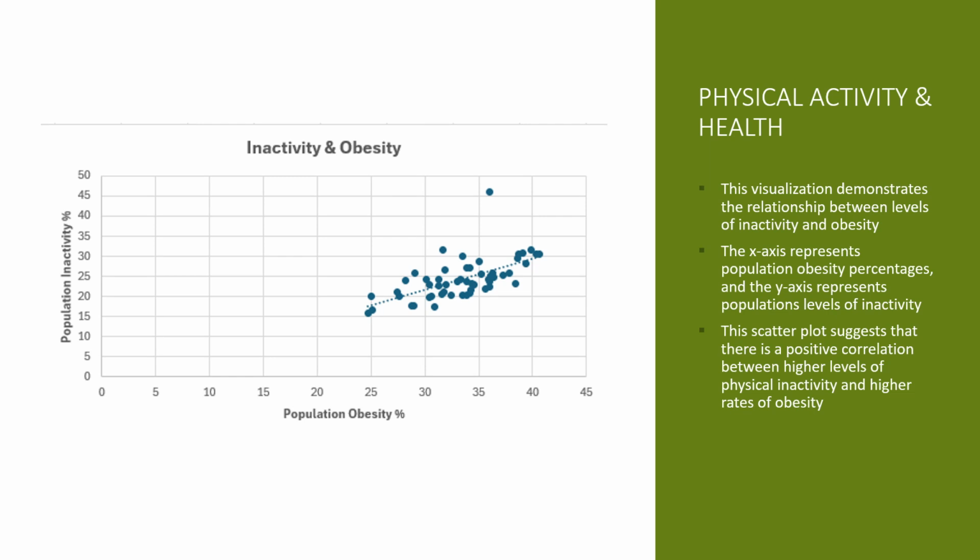Next, we're looking at physical activity and health. Here, we have a scatter plot. Along the y-axis, we have population percent inactivity. And along the x-axis, we have the population percent that is obese. We can see that there is a linear correlation between inactivity and obesity.